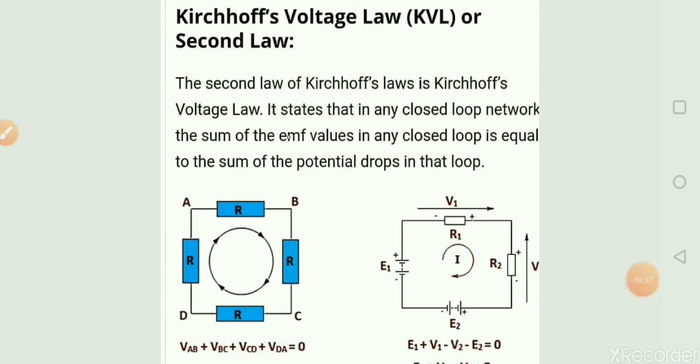Now the second law is KVL, Kirchhoff's voltage law. It states that in any closed loop network, the sum of the EMF voltages in any closed loop is equal to the sum of potential drops in that loop. It means we can say KVL is that the algebraic sum of all the potential differences in a loop is always equal to 0.